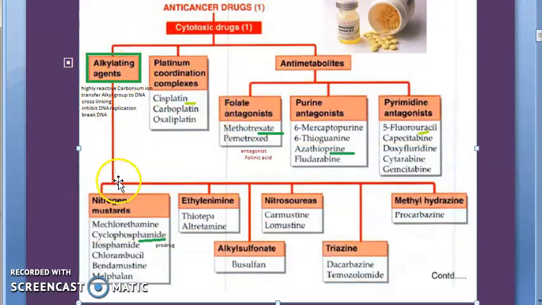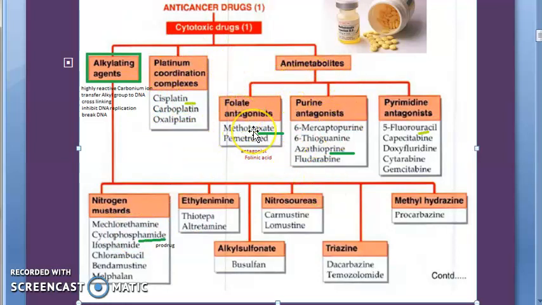In this chart, under alkylating agents, you can remember cyclophosphamide. This is actually a prodrug which gets converted into an active form in the liver. So you should know cyclophosphamide, very important for the exam. Similarly, you have ifosfamide. If you want, you can remember these two names. Then under platinum coordination complexes, you can try to remember cisplatin.